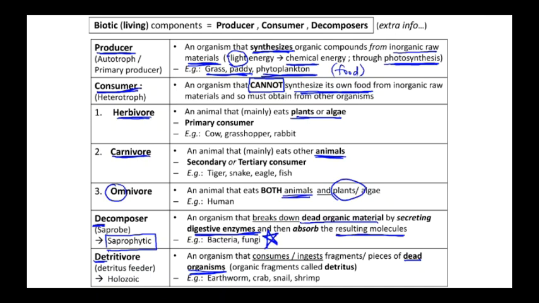How is this different from detritivore? On the other hand, detritivores are holozoic, which means they need to eat, ingesting the fragments of the dead organisms, which is the detritus, and then digest internally. This is the difference. Decomposer digests externally, detritivore digests internally. Examples of detritivore are earthworm, crab, snail, and shrimp.